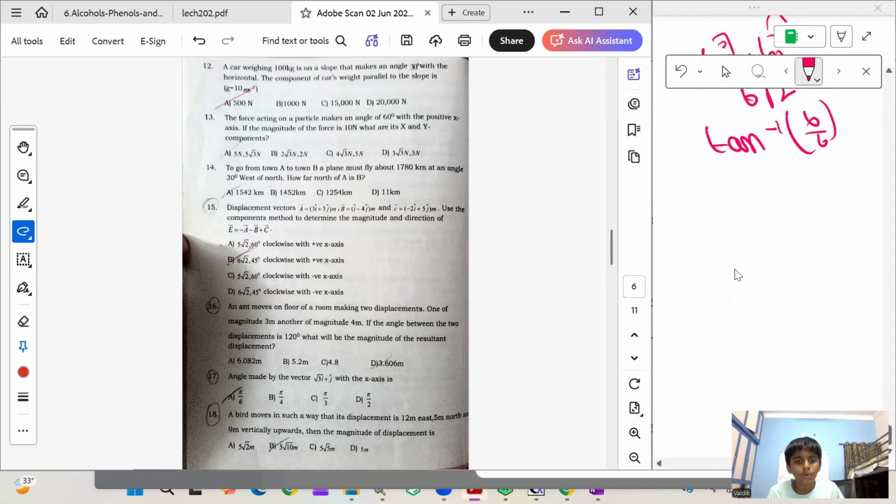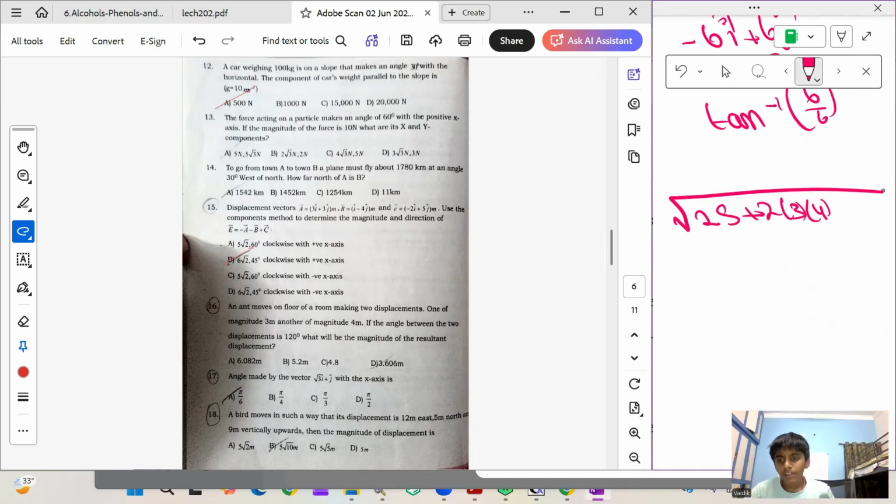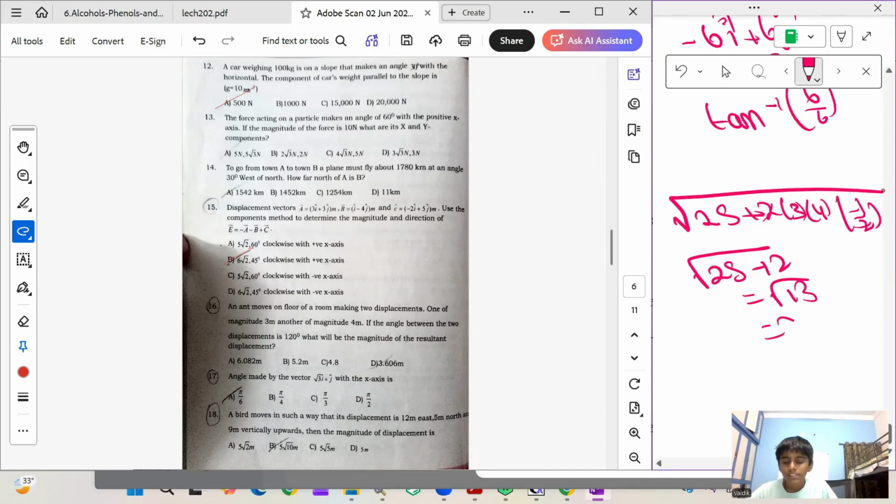An ant moves on a floor of a room making two displacements, one of magnitude 3 and another of 4. If the angle between the displacements is 120, find the magnitude of the resultant. So root over 3 square plus 4 square, 9 plus 16, 25, plus 2 into 3 into 4 into cos 120. Cos 120 is minus 1 by 2. So it is root over 25 minus 12, root 13, which is approximately 3.6 meters.